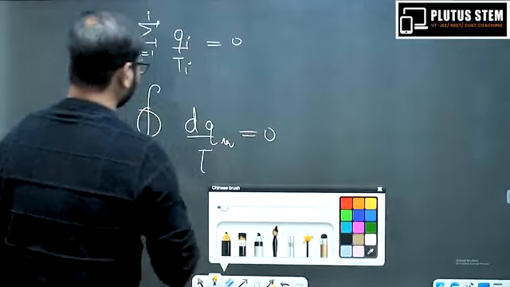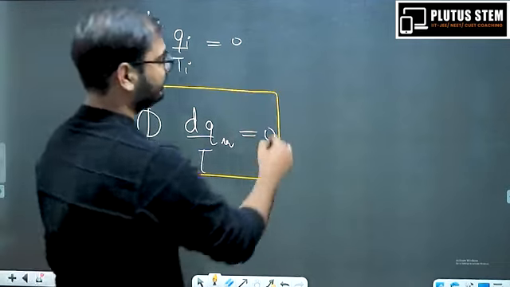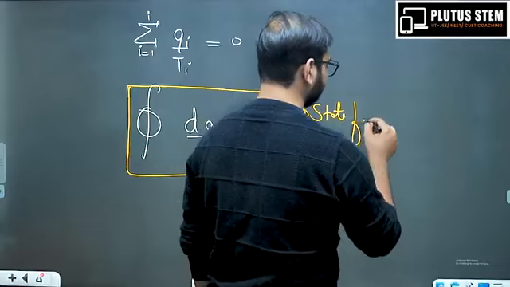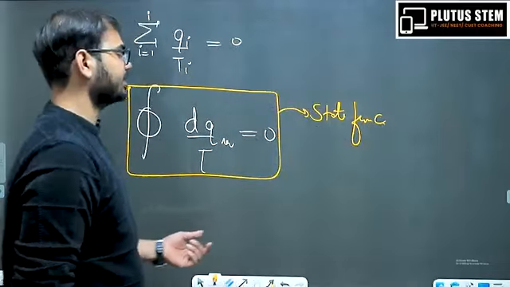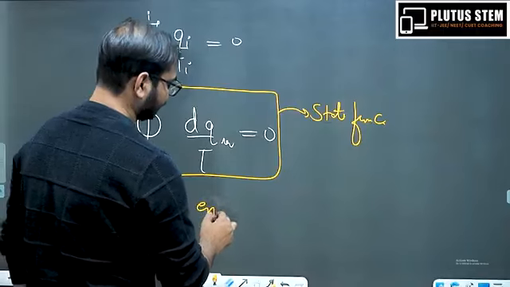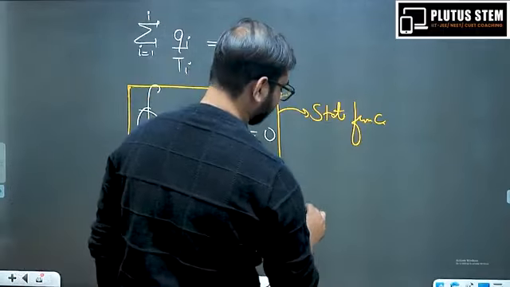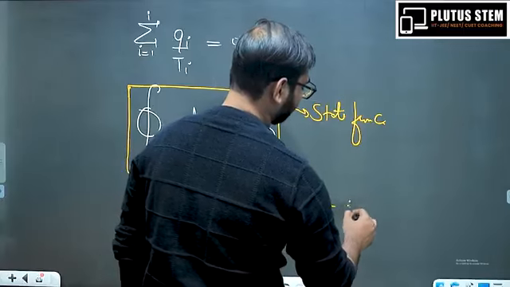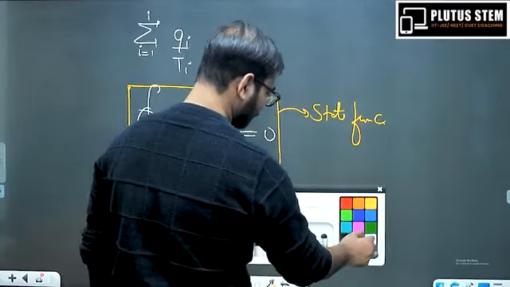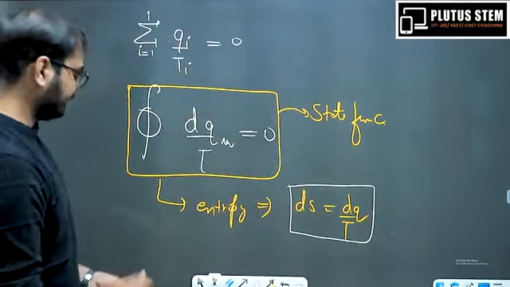Now, a cyclic integral can only be 0 if it is a state function. Since this is a state function, we named it entropy. We named it entropy, which is defined as the rate of change of heat per unit temperature. This is your entropy.